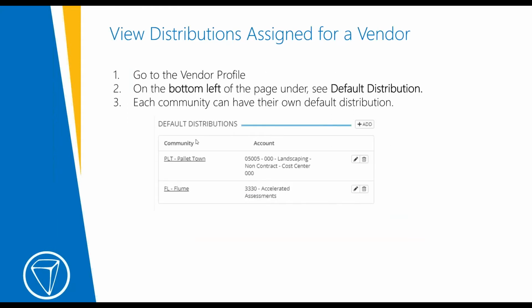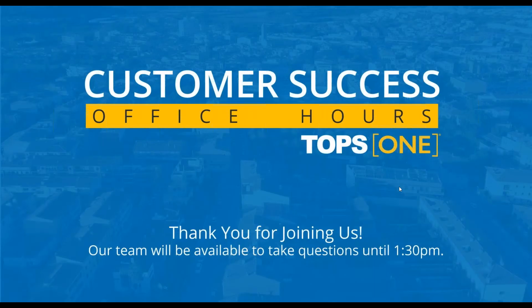And also on the vendor profile, you'll be able to see all of the default distributions for any communities that they have. Remember in our last webinar, last Thursday, I had mentioned that you can enter in default distributions for multiple communities, and you'll be able to see it on the vendor profile because vendors are global. So you can view a vendor profile per community or overall throughout your whole portfolio. So you'll be able to see the community name and which account they're using. If you need to make any edits to it, you can also do it right there on that page. All right, let me show you a quick little live demo.